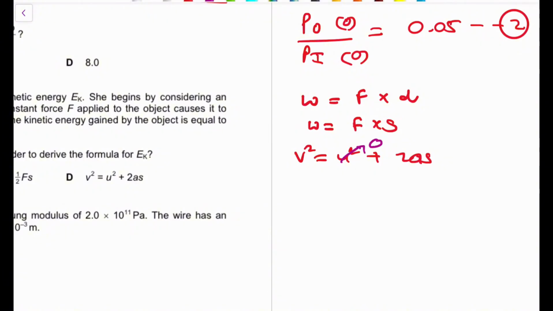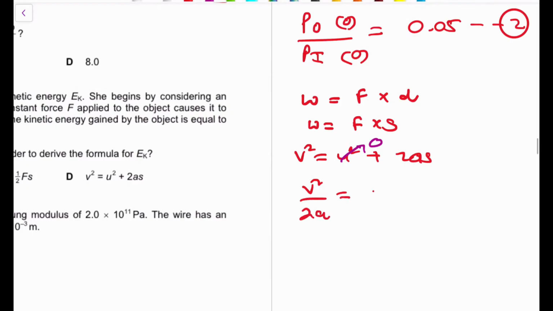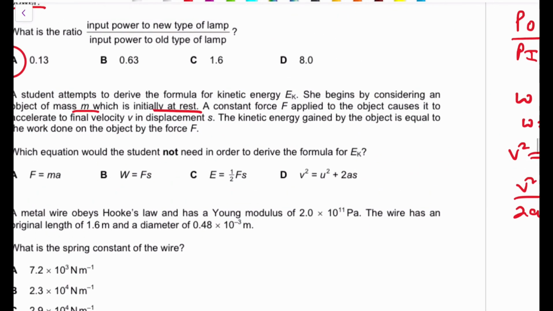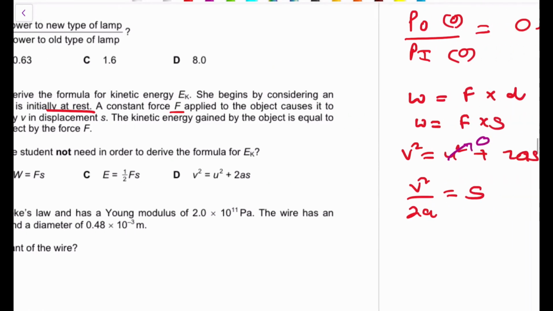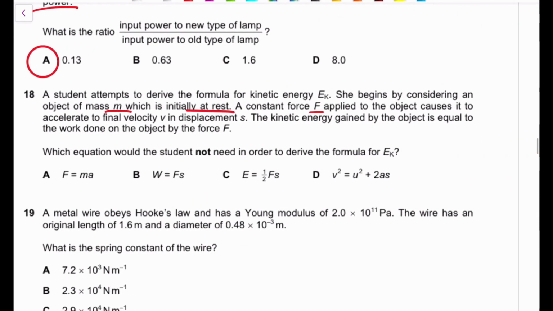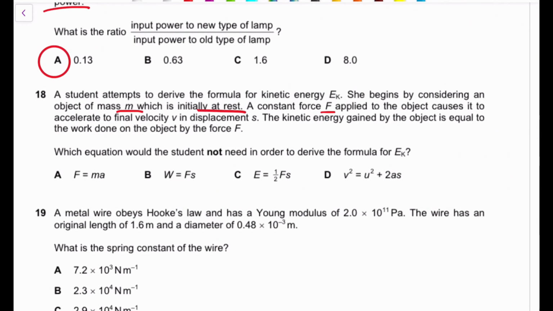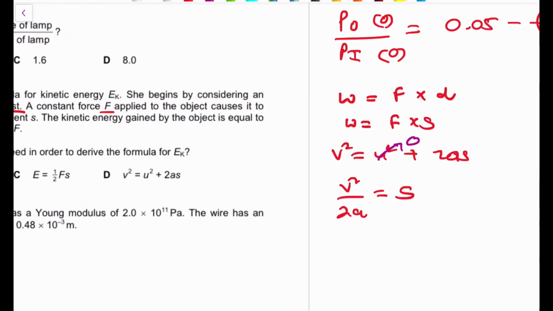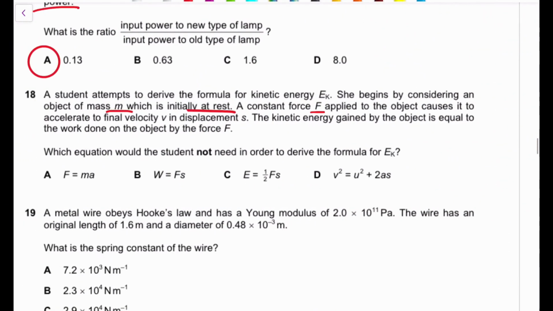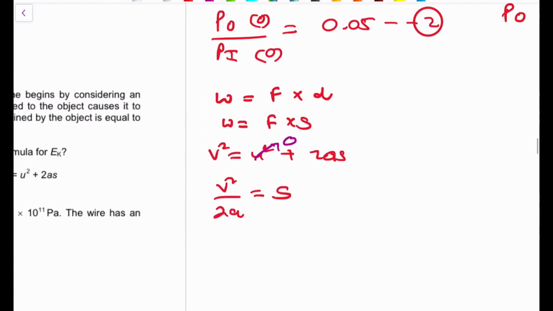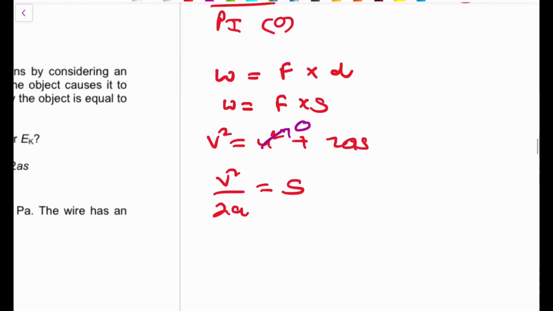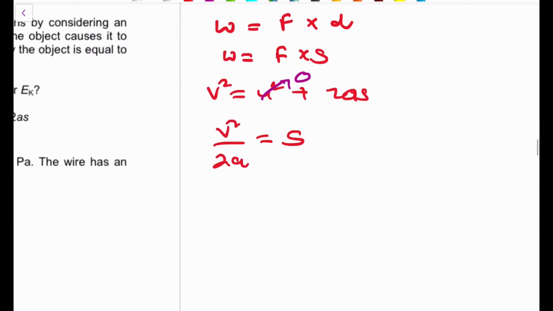So for the child, v squared divided by 2a is equivalent to the value of s. A constant force F applied on the child causes it to accelerate to final velocity v in displacement x. The kinetic energy gained is equal to the work done on the object by the force F. Which equation would the student not need in order to derive the formula? Let's derive it and see what equation we did not use and what equation we obviously used.